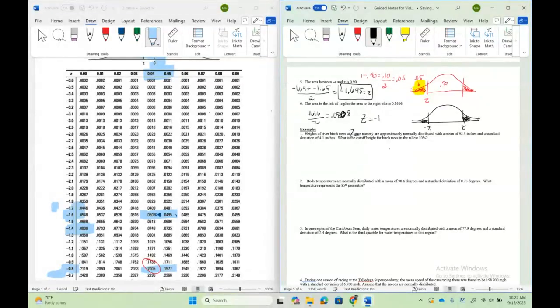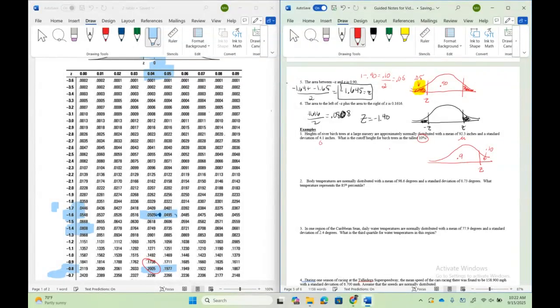Okay, so now let's do a few problems. This says heights of river birch trees at a large nursery are approximately normally distributed with a mean of 92.3 and a standard deviation of 4.1. What is the cutoff height for birch trees in the tallest 10%? The tallest 10% means this area to the right is 0.10, so this area to the left is 0.9.